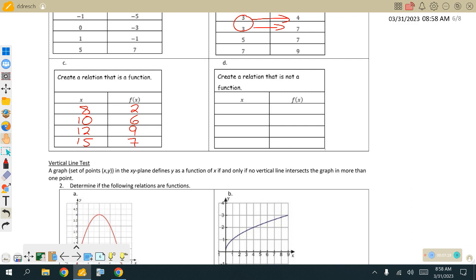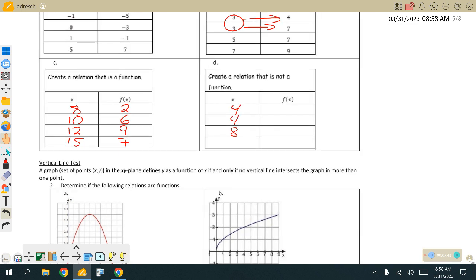Now we want to create a table that's not a function. Let's continue on where we left off. Myra, give me a number. 4. All right, Naeem? 4. Andrew? 8. And then let's wrap it around. 8. Okay. Now, I'm glad we got some things happening here because it necessarily couldn't be any random number. What do we have to have here? We had to have some repeating numbers. Now I have 4, 4, and 8, 8. As soon as I had at least one number repeating, we are looking pretty good here.